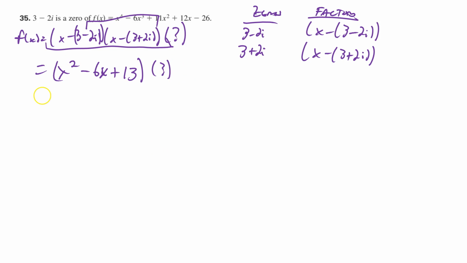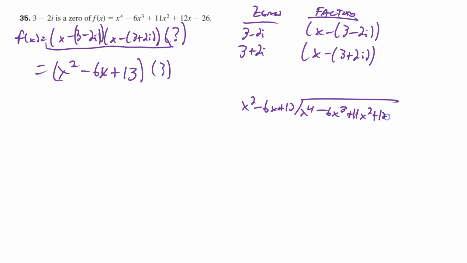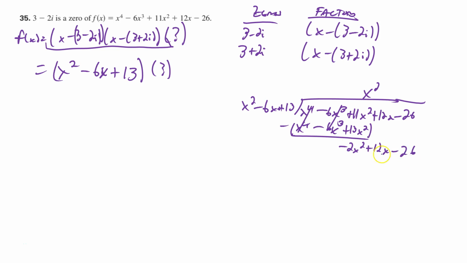So I'm going to put x squared minus 6x plus 13 into x to the fourth minus 6x cubed plus 11x squared plus 12x minus 26. All right, x squared into x to the fourth, that's an x squared. Multiply down, x to the fourth minus 6x cubed. That'll go away again, that's nice. And then plus 13x squared. Cancels, because we're subtracting, right? 11 minus 13 is a negative 2x squared. Plus 12x minus 26 comes along for the ride.